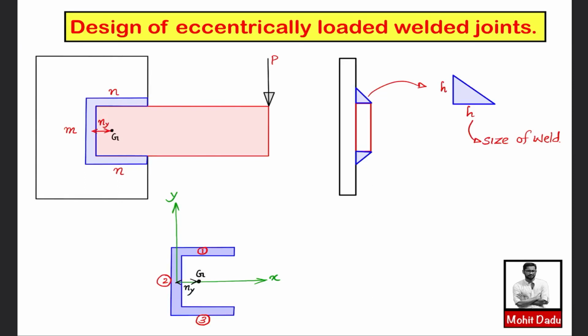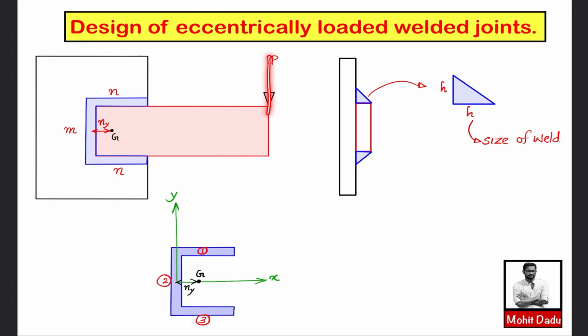Hello everyone, in this video we'll be studying the design of an eccentrically loaded welded joint. So let's see what is an eccentrically loaded welded joint. Here you can see this plate that is welded to the back plate with the help of this weldment. This is the welded section, and the CG of the welded section will be coming here, and that location we have to find.